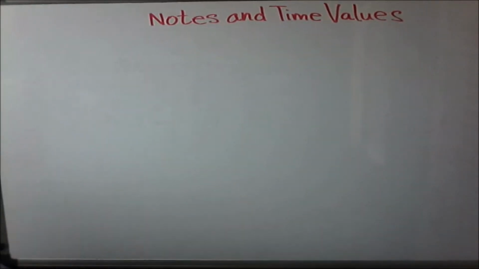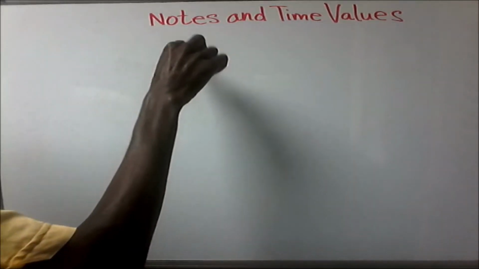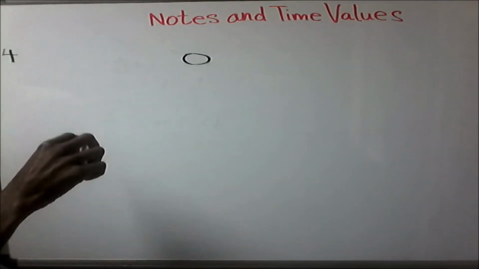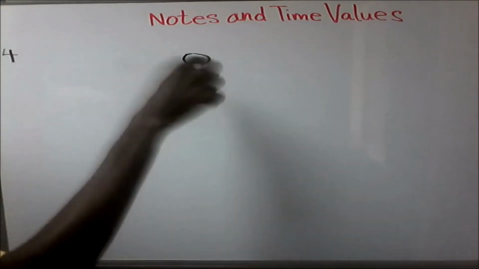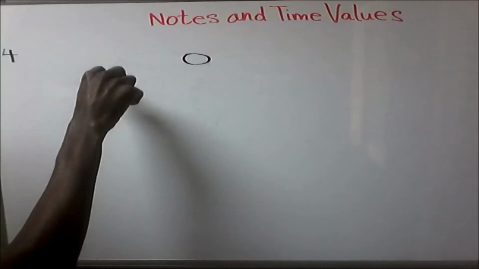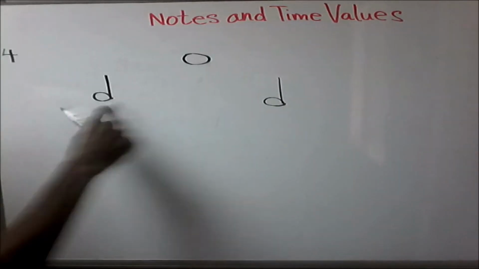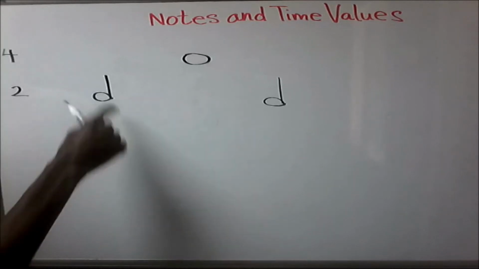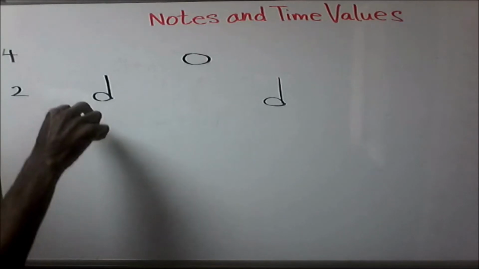All right, as I said, each of these notes has a rhythmic relationship with the others. I'm going to put a whole note here. Remember, the whole note is worth 4 beats. 1, 2, 3, 4. As I said, a whole note or semibreve. Two of these minims, or half notes, make a whole, since each is 2 beats. So two minims make a semibreve.